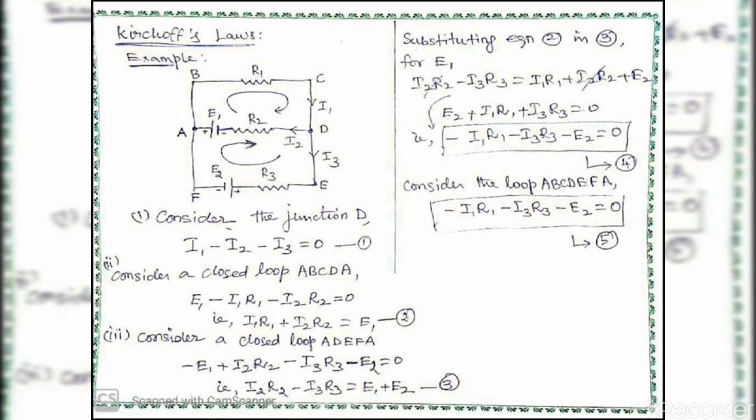Further we can simplify: I1 R1 plus I2 R2 equals E1, equation 2. The third condition is to consider another loop and apply the voltage law. So here ADEFA. Here two EMFs and two resistors are connected. The same sign convention should apply, and we start from A. E1 is positive to negative, so a voltage drop, so minus E1. Then through R2, I2 R2 is taken as positive because we move from negative towards the positive, so plus I2 R2. And I3 R3 is the voltage drop across R3.